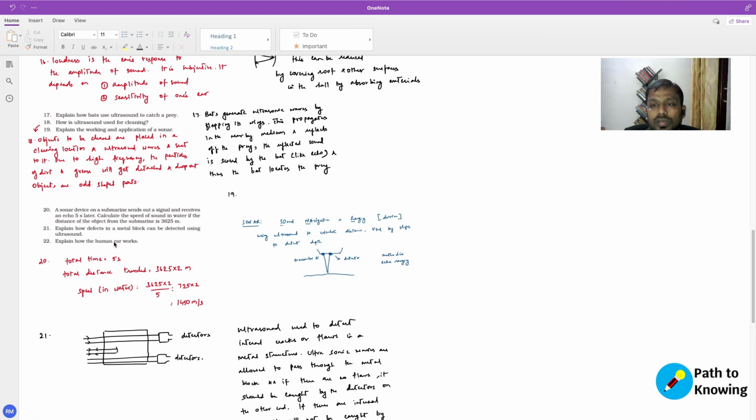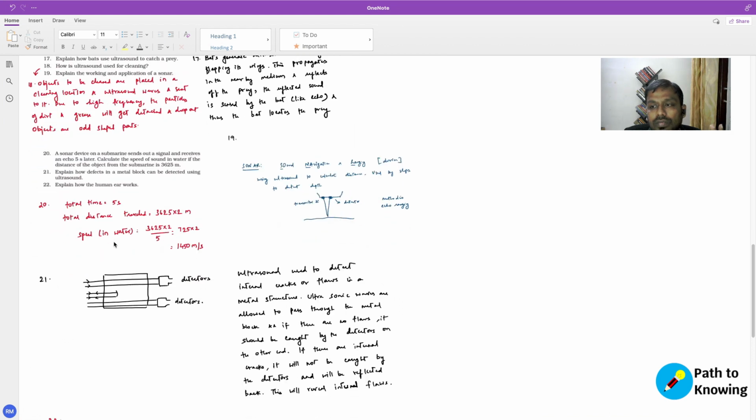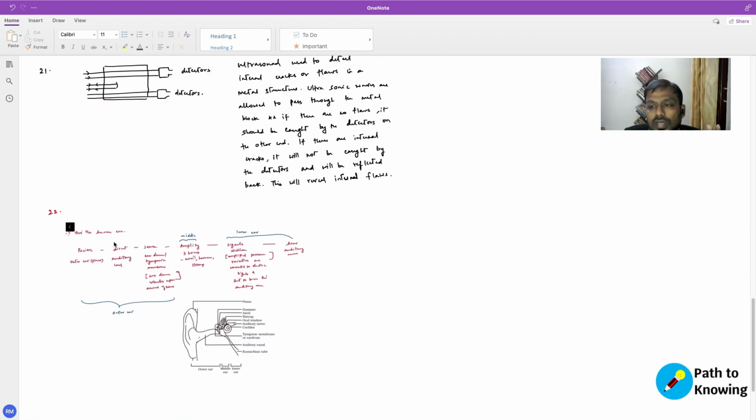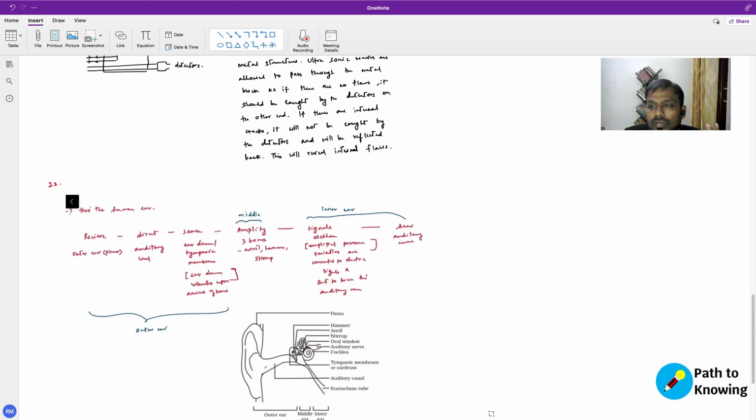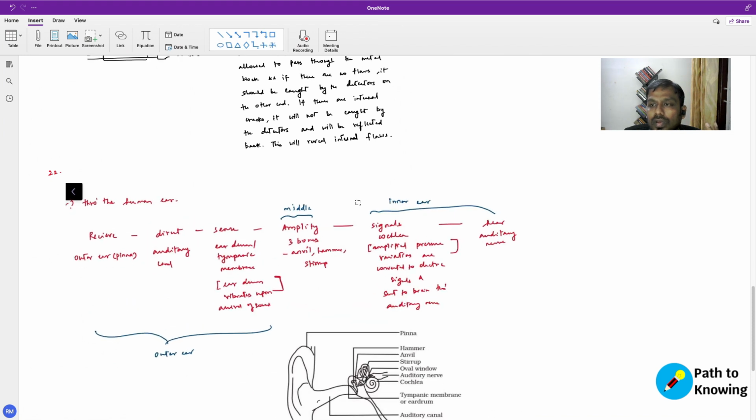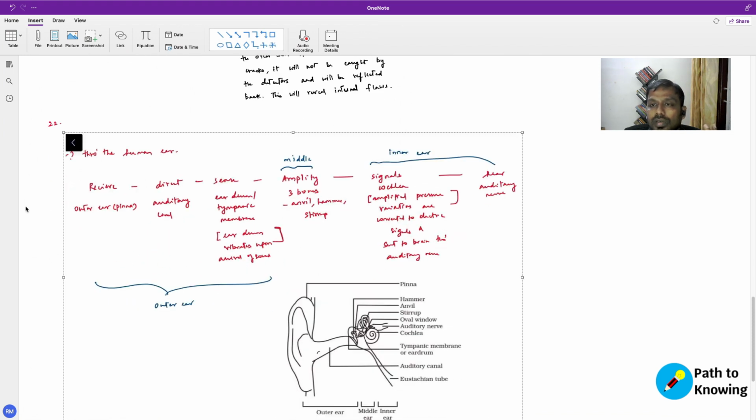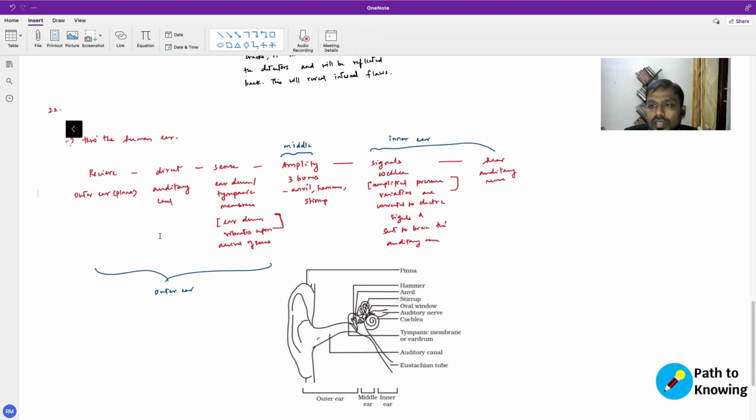Explain how the human ear works. So I have once again placed the section here, let me maximize this. Okay. So human ear, there are three parts to the human ear. One is the outer ear, the middle ear, and the inner ear.